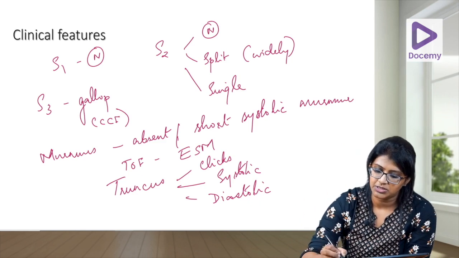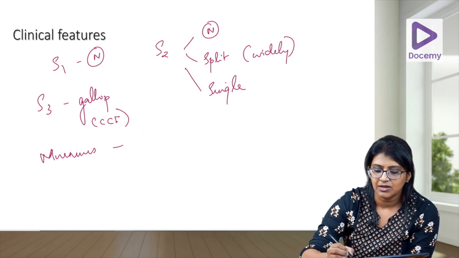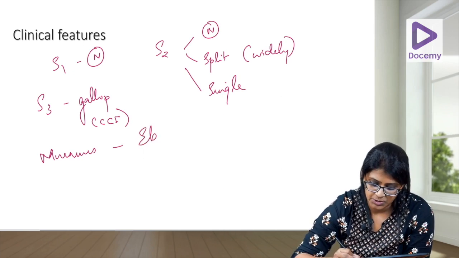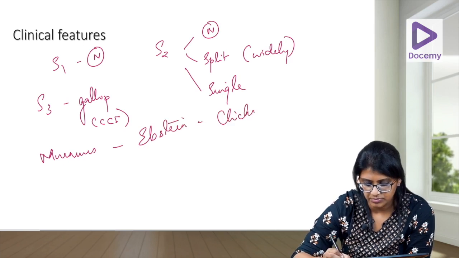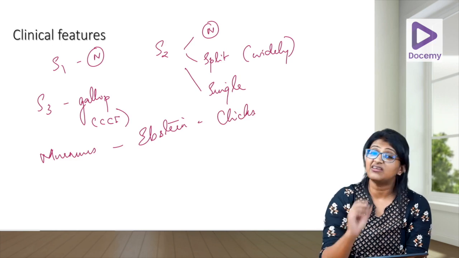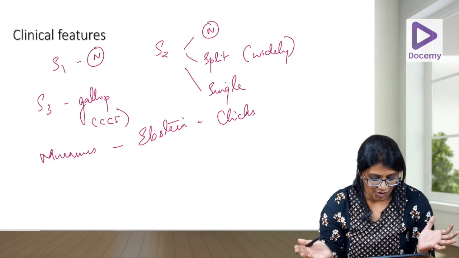Another condition which is again the clue, especially in quizzes, is Ebstein. Instead of murmurs, you end up hearing lots of clicks. So it's very difficult to diagnose a cyanotic heart disease based on a murmur. That's my point at the end of all of this.